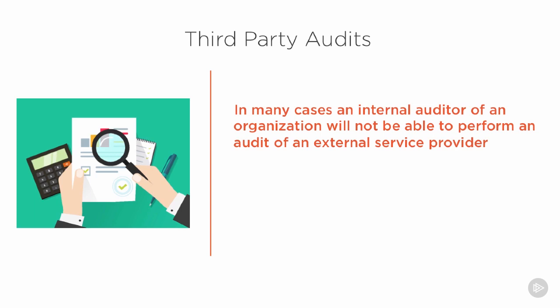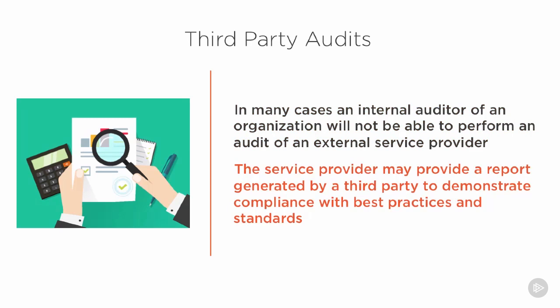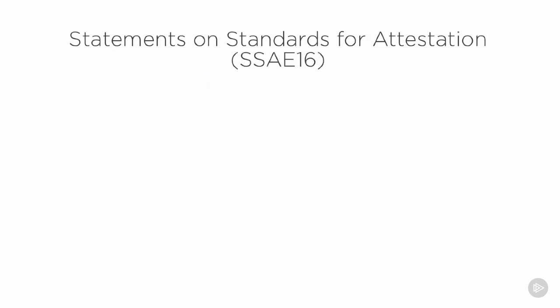So we need to provide some way of gaining insight into that third-party provider, especially, for example, a cloud provider. Now, the way this is often done is that the third-party service provider will provide us a report then that has been generated by their auditors, by a third party. And their auditors, the auditors of the cloud provider, will be able to demonstrate through this report that the cloud provider is compliant with best practices and standards. Now, these types of reports used to be called SAS 70s. Today, we quite often will use a Statement on Standards for Attestation number 16.